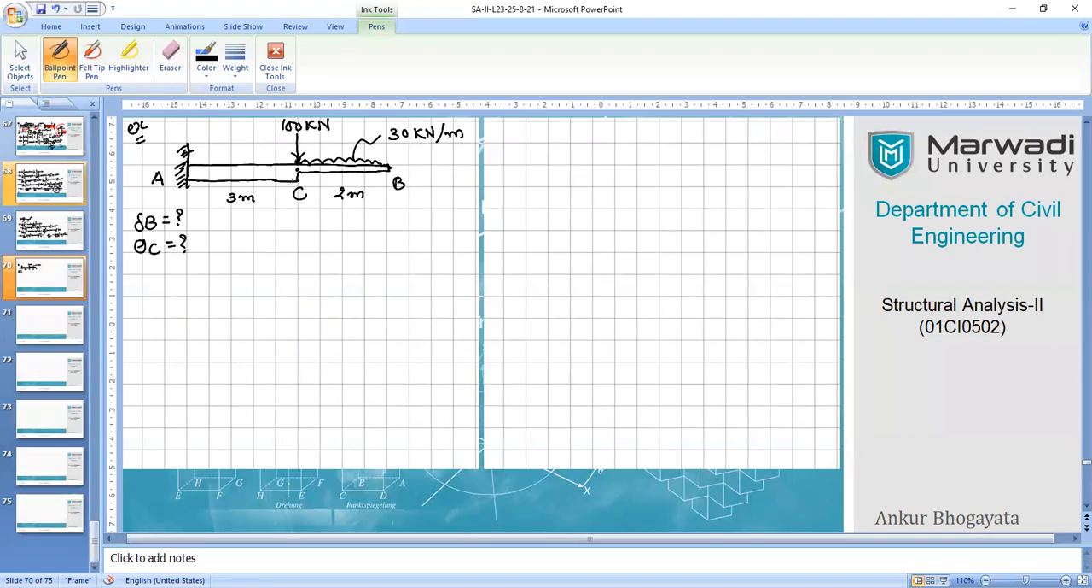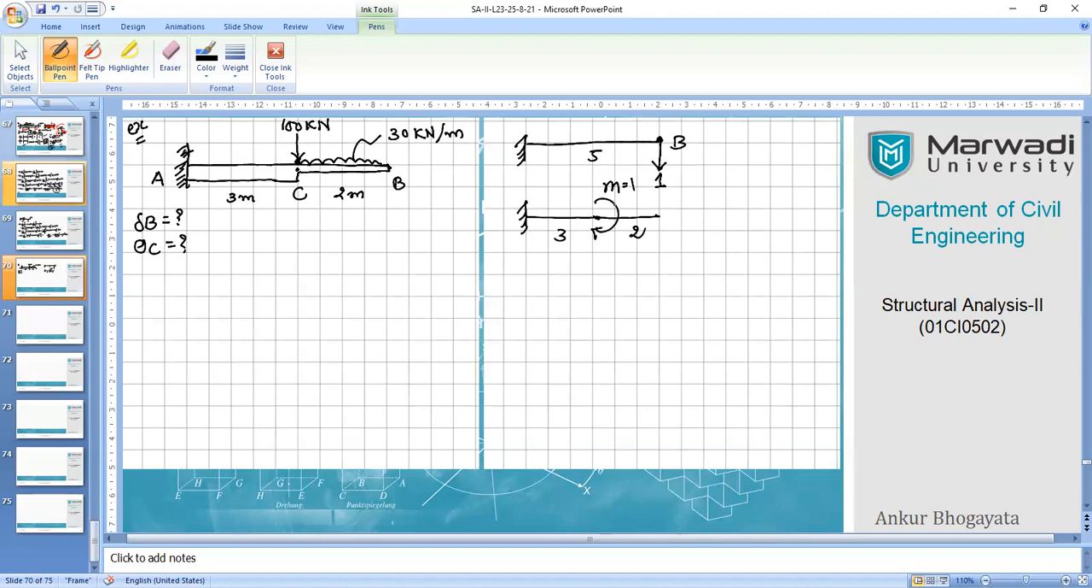I have already explained to you that whenever you are in need of deflection, you need to apply unit load at that location. So unit load will be applied at point B. This is your first unit load application, and second would be somewhere here, where you need to apply unit moment. This is 3 meters, this is 2 meters, this is 5 meters.